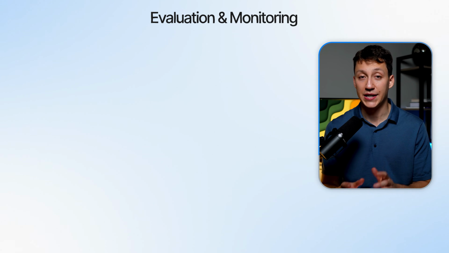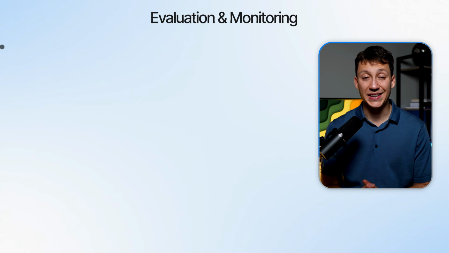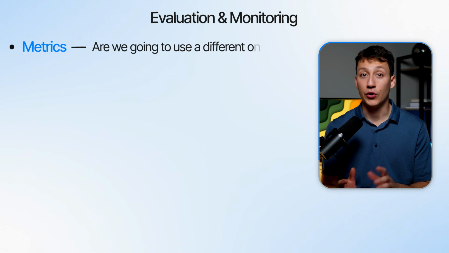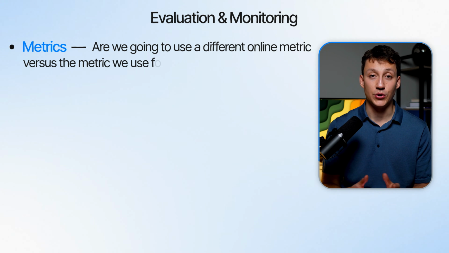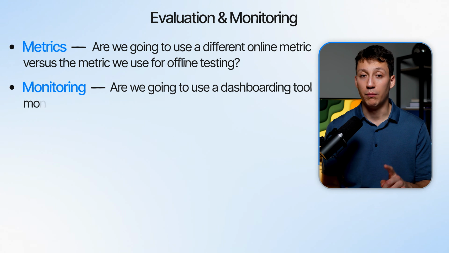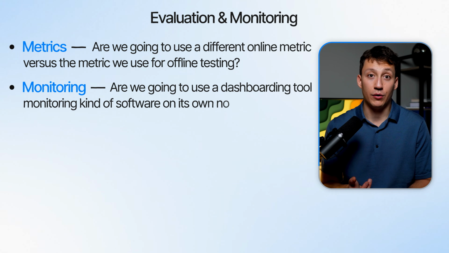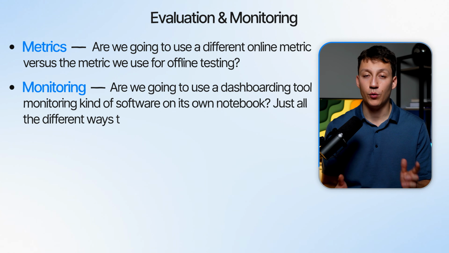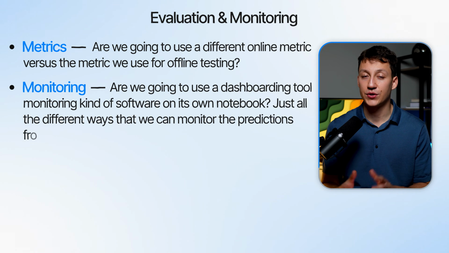And finally, the last part, after the model is deployed into production, we need to think about how we're going to evaluate it and also monitor its progress. The main things we need to think about here is the metrics. So are we going to use a different online metric versus the metric we use for offline testing? How exactly are we going to monitor it? Are we going to use a dashboarding tool, monitoring software on its own, a notebook, just all the different ways that we can monitor the predictions from our model?